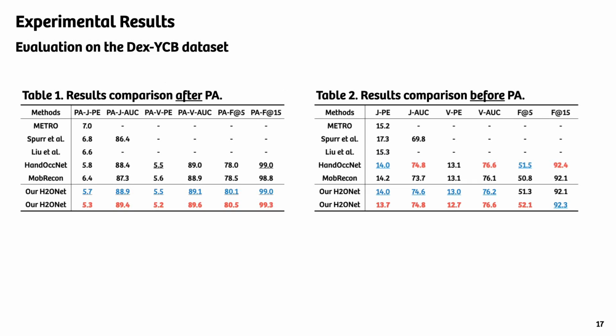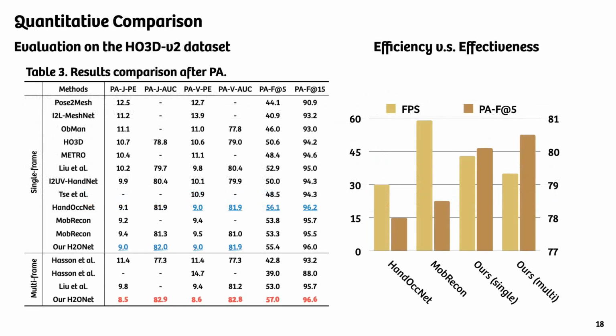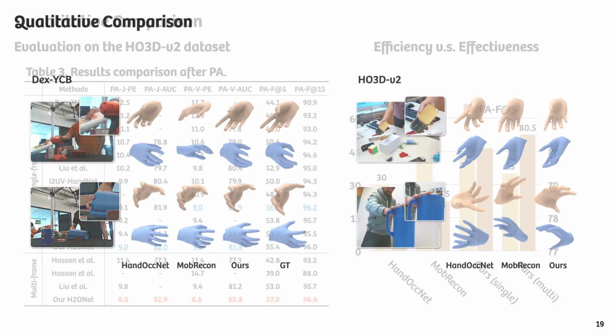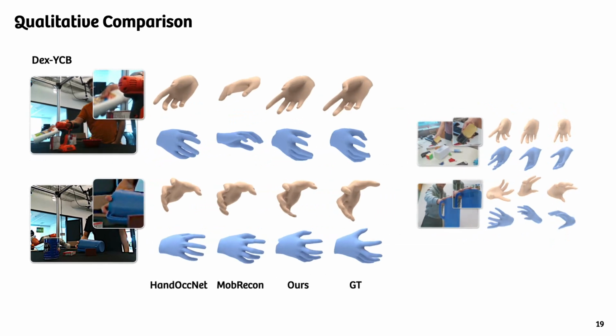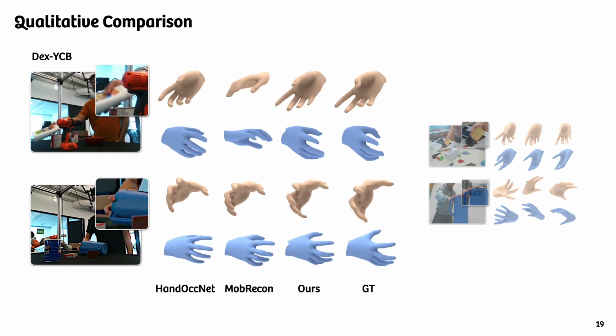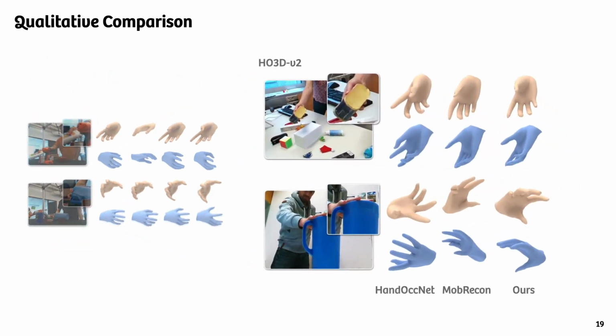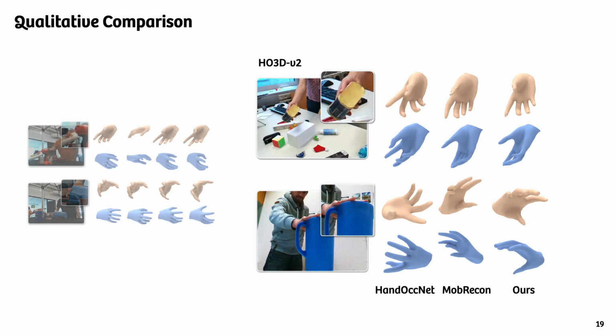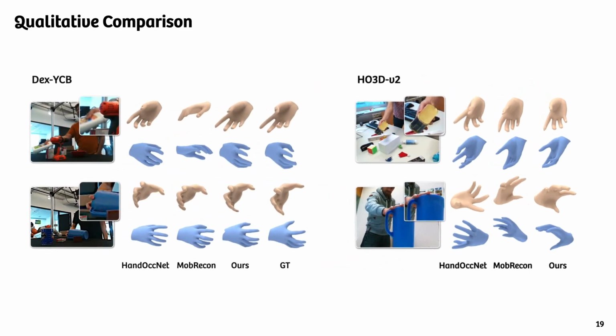The quantitative results on two commonly used benchmarks show the SOTA performance of our method. Note that compared with Hand-Occlusion-and-Orientation-aware, our multi-frame version achieves higher accuracy and speed simultaneously. Though MobRecon runs faster, our performance outperforms it by a considerable margin. Here we show some visual comparison between our method and previous SOTA approaches. We can see our method can handle severe occlusions caused by different objects.